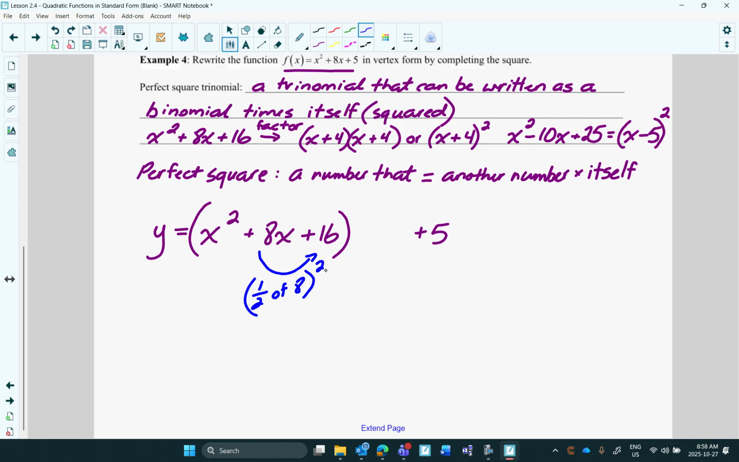But I added a 16, didn't I? I just changed it. What else can I add to it to cancel out the 16? What will cancel out plus 16? Minus 16. So I need to add this in order to factor this, but I can't just add it without subtracting it, because in effect, I've added nothing, have I? I've just put in a couple of numbers that's going to help me factor it.